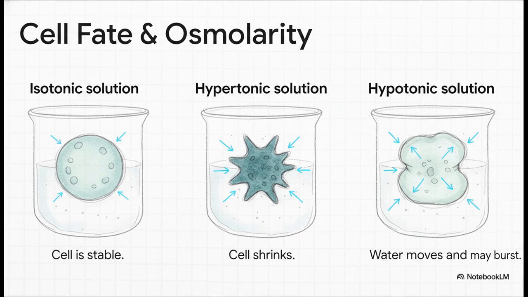See, in what's called an isotonic solution, the water concentration is balanced inside and out, so the cell is perfectly happy and stable. But put that same cell in a hypertonic solution, one where there's less water on the outside, and the cell shrivels up as all its water rushes out. And in a hypotonic solution, where there's more water outside, the cell swells up like a balloon. So what this all means is that if you can control where the water is concentrated, you can control the cell's shape and its pressure.